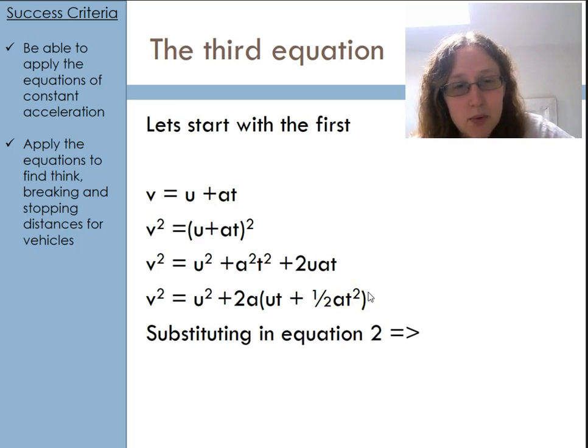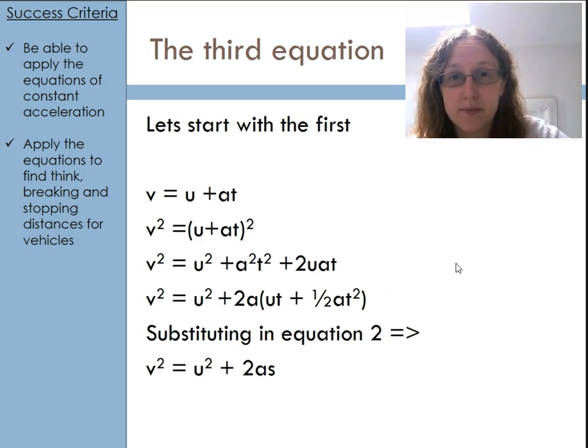If I then substitute equation 2 in, because the second one that we proved was ut plus a half at squared equals s, I can substitute that in for this whole bit here. That leaves me with v squared equals u squared plus 2as. So those are your 3 equations that we need to show where they came from. We're going to practice using them a lot. These are going to be a big chunk of what we do in our mechanics topic, so we will get lots of practice, don't you worry.